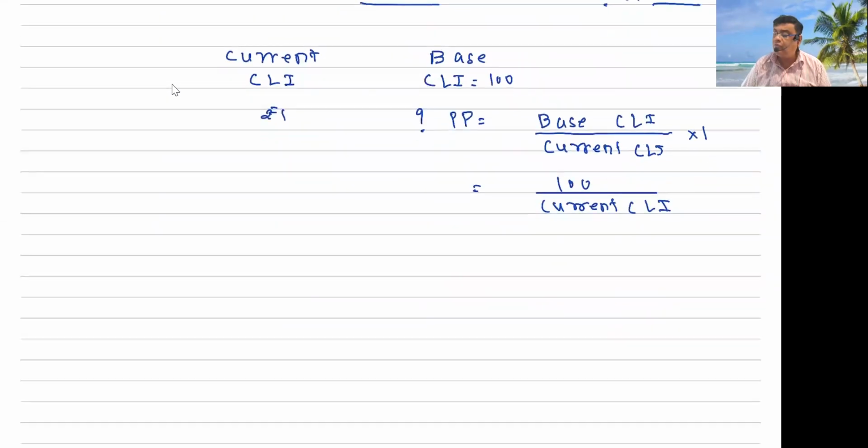This is 100 over current CLI. Or you can just say this is 1 upon current CLI. This is just considered to be 1 upon current CLI.